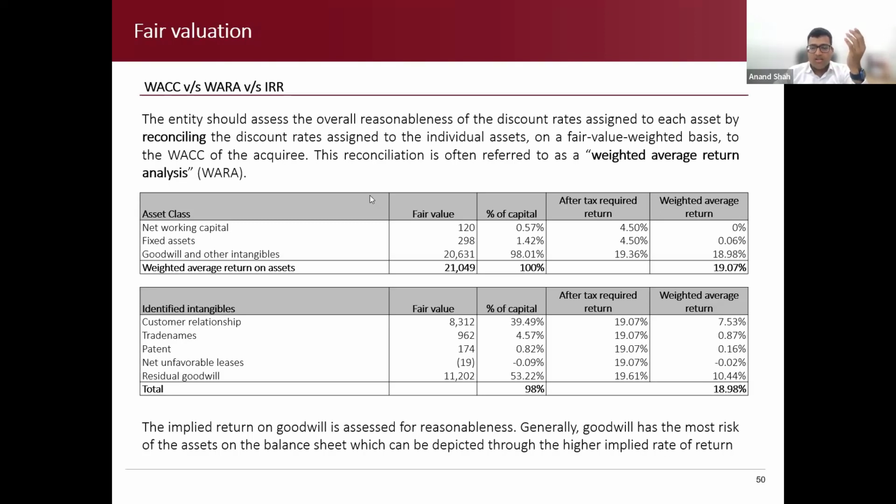Intuitively, it looks okay. We've not missed any intangible, or overestimated or underestimated the discount rates for the other assets. The WACC, WARA, and IRR analysis or reconciliation is something which is very critical. Any auditor, when they first get a PPA, will open up and look at this. And if this ties up, it gives the comfort that, at least conceptually, things are making sense. Let's look at every assumption and every number to see if there is anything wrong there.